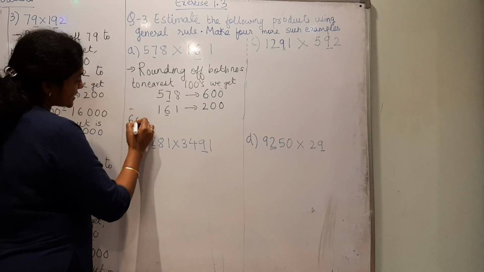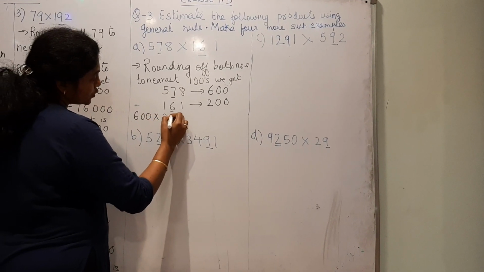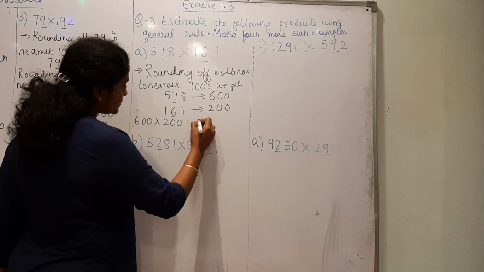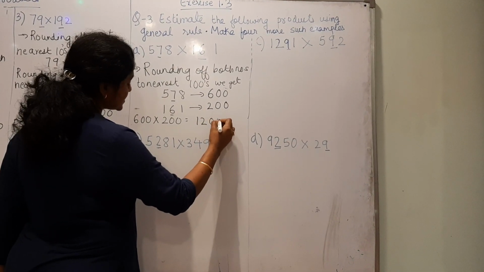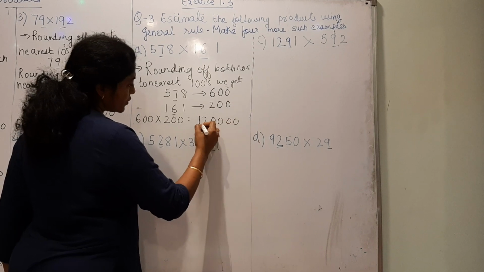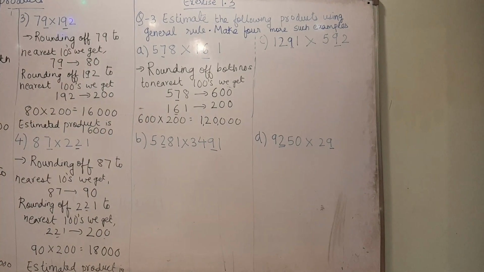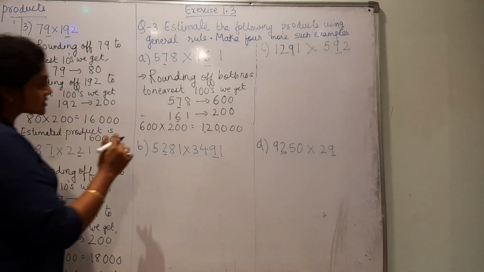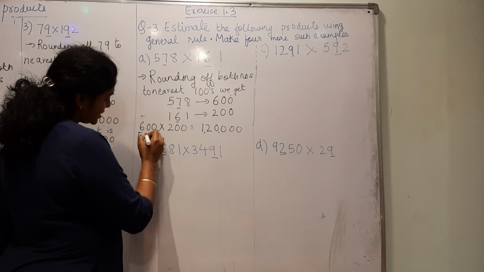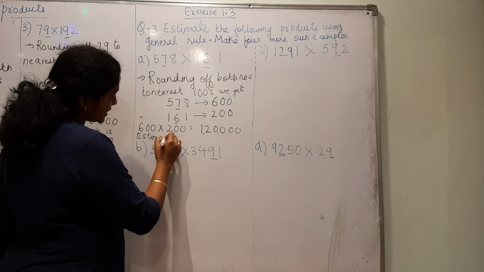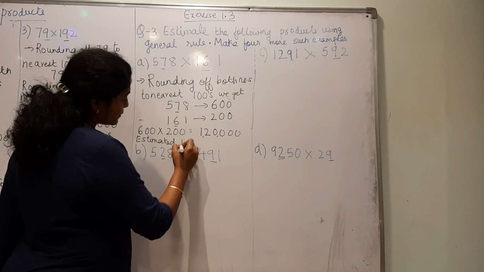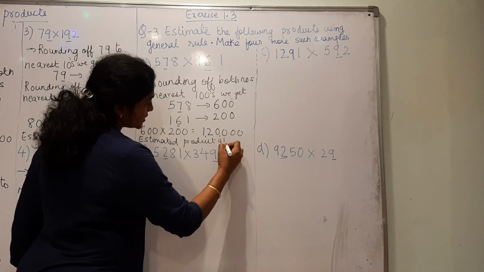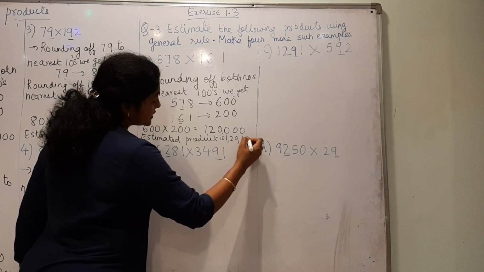So this is 600 into 200. 6 into 2 is 12, then 0, 0, 0, 0. So you can write with the Indian system 1,20,000. Again write the final statement: estimated product is 1,20,000.